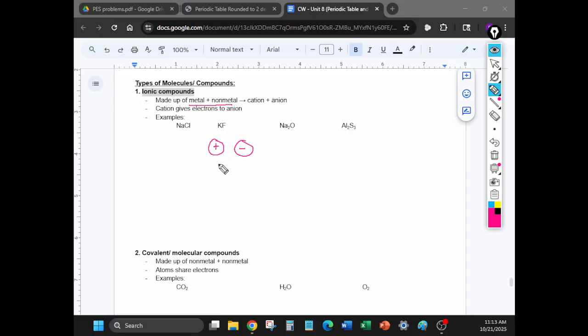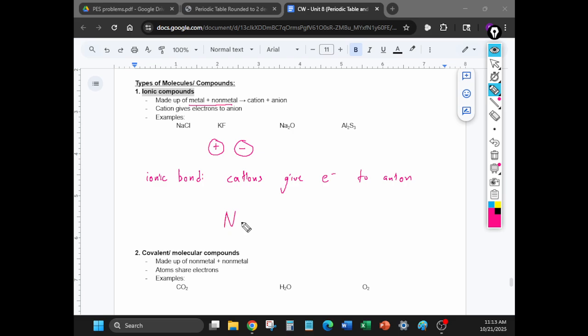Now, the key thing to know about an ionic bond, so if you guys want to jot this down somewhere, in an ionic bond, the cations, they give an electron to the anion, okay?